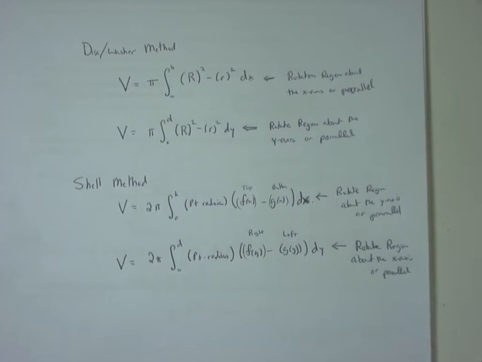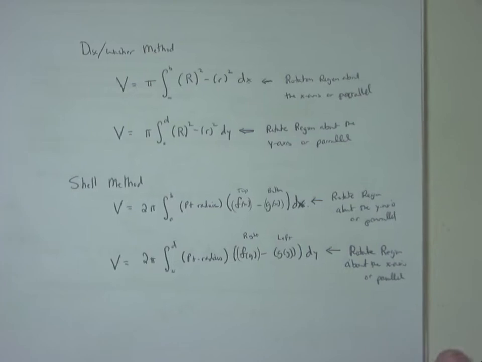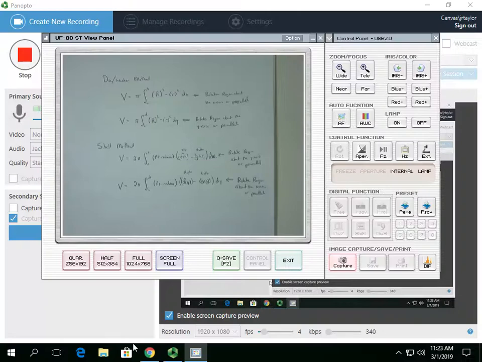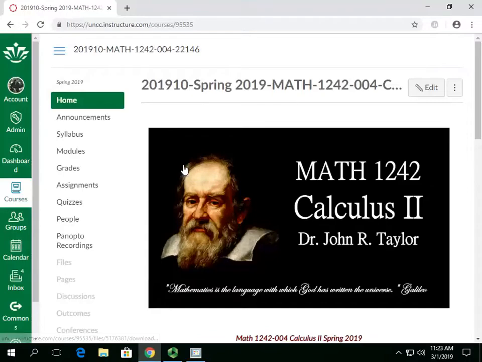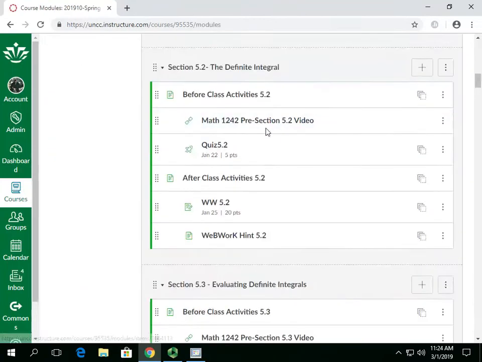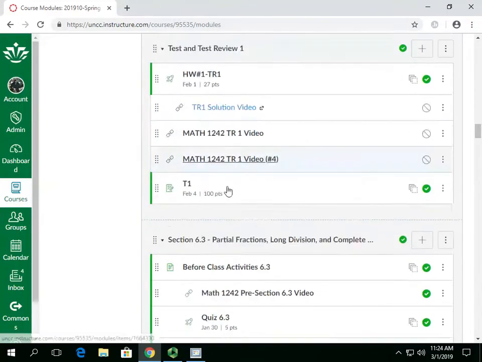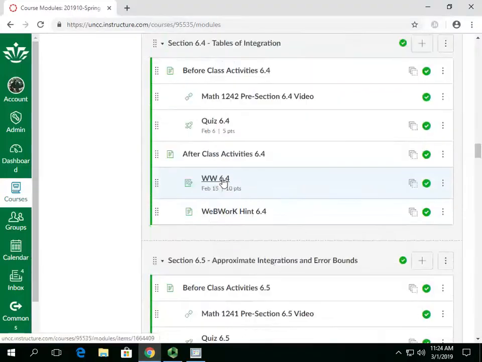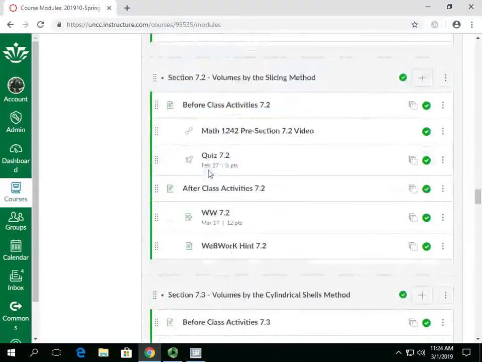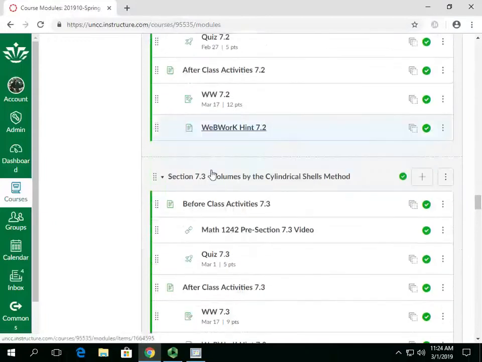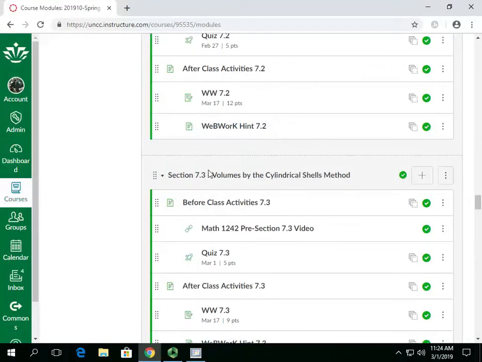And the reason why I'm telling you guys this, and again, we'll do some more examples, is I've opened up for you guys, go over here to your Canvas page, and if you go to modules, click on modules, scroll down, since I've just discussed the shell method, that's officially the 7.3 section. Scrolling it down, we've covered a lot of material, about halfway through. It is about spring break here.